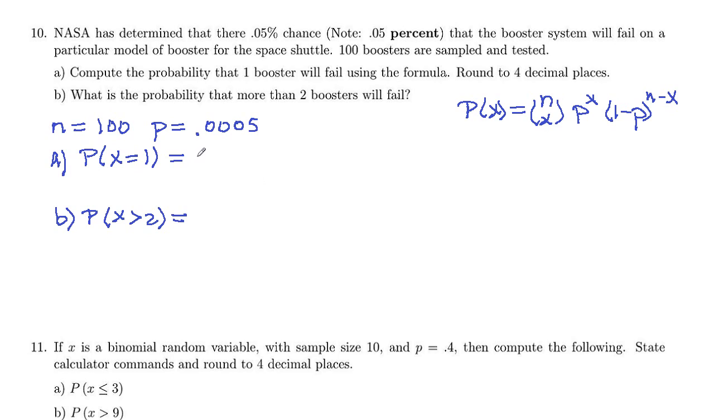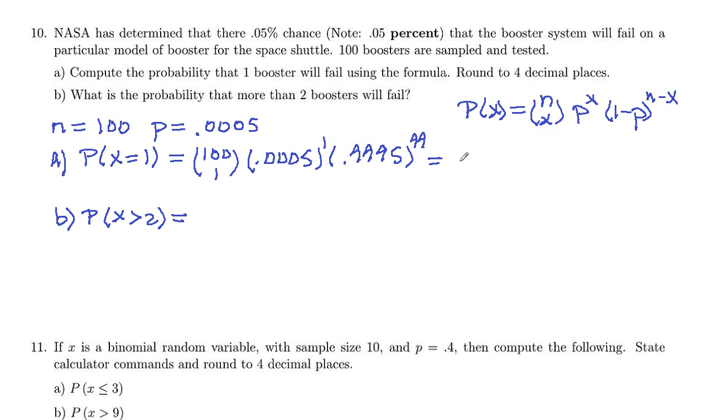So the probability that X equals 1 will be 100 choose 1, times 0.0005 to the first power, and then 1 minus 0.0005 is 0.9995, and that gets a 99 power. So that would be using the formula.